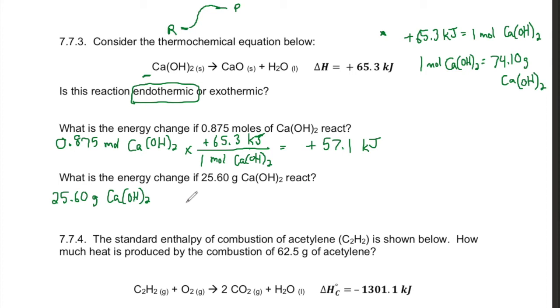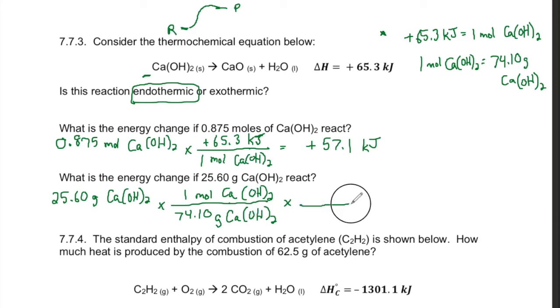If we start with grams of calcium hydroxide, we are going to need to convert the grams to moles before we can convert the moles to energy. And that conversion factor is just the molar mass. That will convert the calcium hydroxide to moles, and then we can use the molar enthalpy change from our reaction. So the reaction of 25.60 grams of calcium hydroxide would require the input of 22.6 kilojoules of energy.